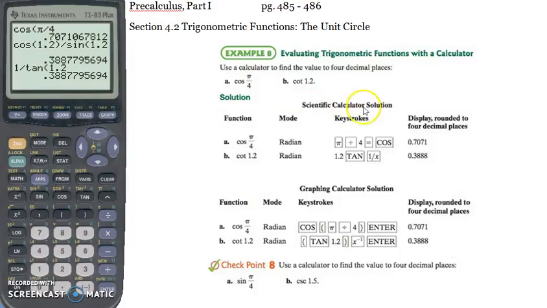Oh, I see. They're showing you scientific versus graphing. I didn't catch that. Hopefully you are using a graphing calculator, although scientific calculators do have this capability also.